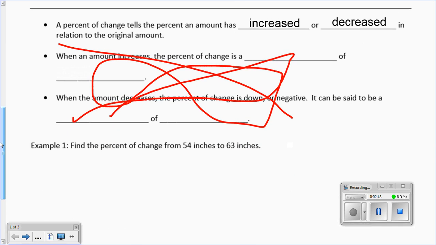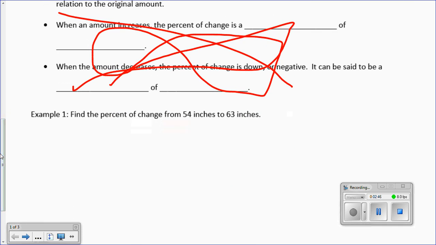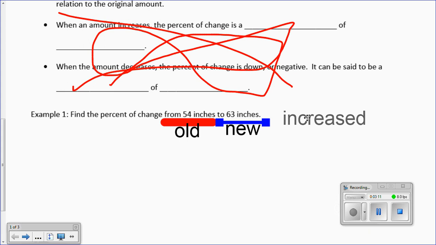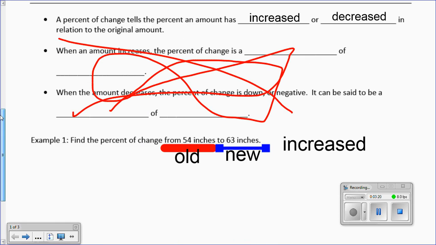So let's go ahead and do the example because I feel like you guys learn more from the examples than the words anyway. Okay, so we have to find the percent of change from 54 inches to 63 inches. Well, we're going from 54 inches. Okay, so that's our old amount. To 63 inches, that would be our new amount. And because we're going from 54 to 63, that means we're increasing it. So this is actually going to be a percent of increase. Okay? An increased percent.